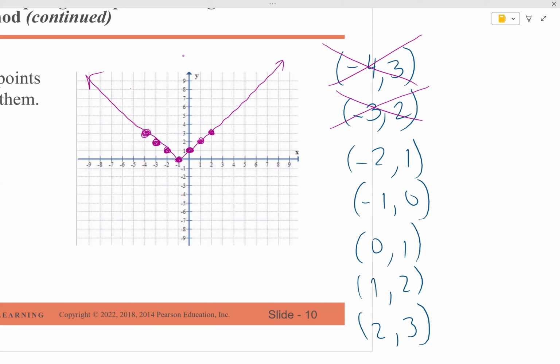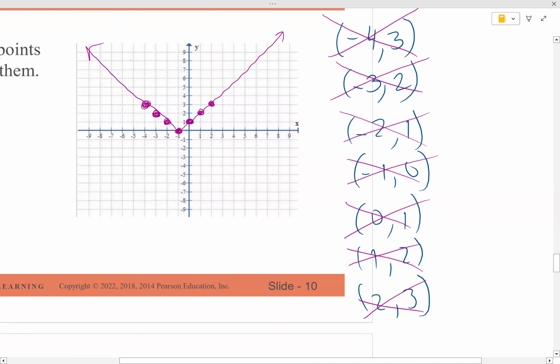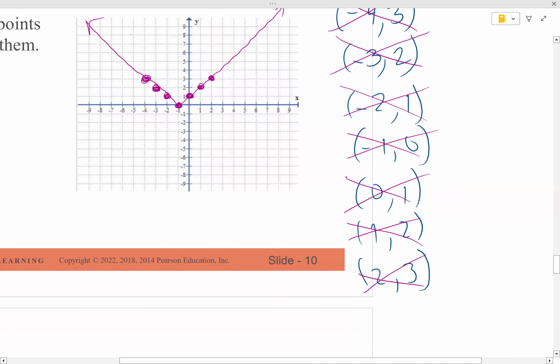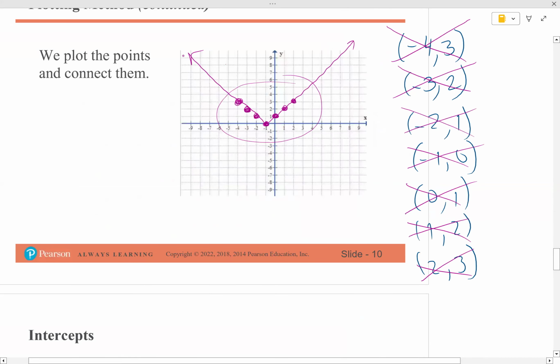But we wouldn't have known that necessarily, right? I think we did all the points. Yeah, so that's probably what we would do if you are asked to graph something and you have no idea how to graph it. Just throw in some X values. Usually keep them kind of close to the origin, just because that's usually where all the action's happening.